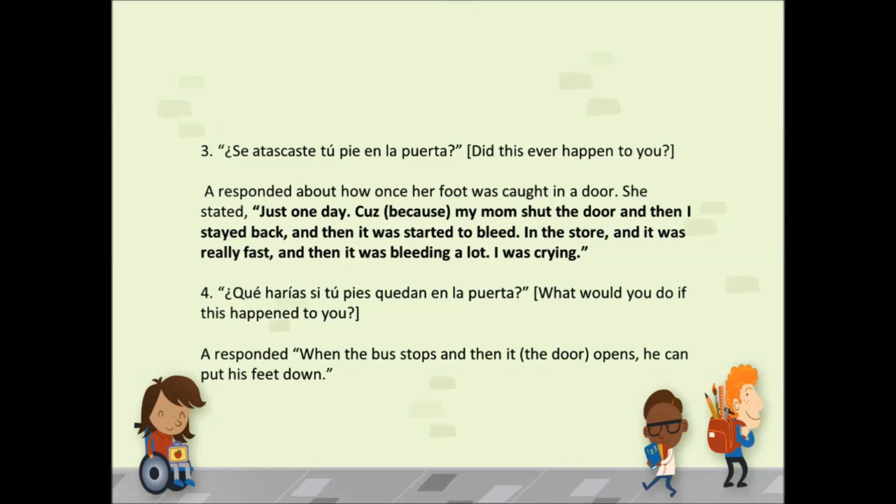Just one day, because my mom shut the door, and then I stayed back, and then it started to bleed in the store, and it was really fast, and then it was bleeding a lot. I was crying.